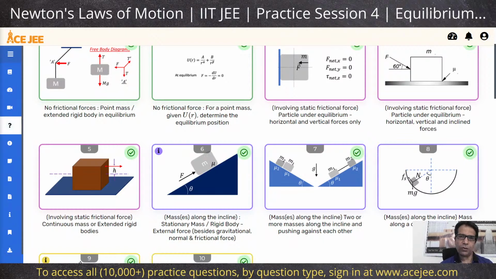You have mu mg when you are given the about-to-slip situation. When you know that the body is about to slip, that's when you can assume that the frictional force is mu mg. Otherwise, it will be somewhere between 0 and mu mg.